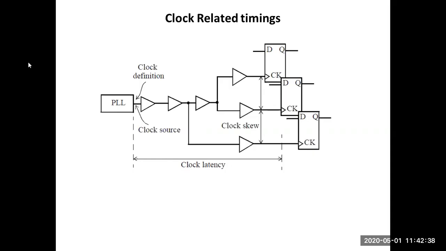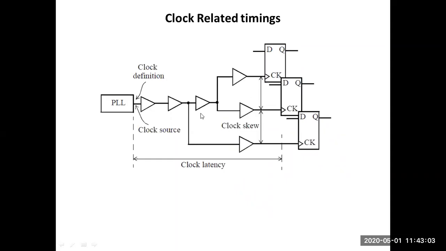Now from this PLL, a clock is generated. This clock moves through different buffers to our flip-flops. Now we have these buffers. These buffers are basically increasing the driving capability of the clock. This clock is going to the different flip-flops, so we need to increase the strength of the clock as it moves across the design. So these buffers are used for that purpose.